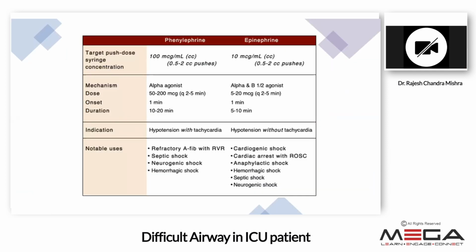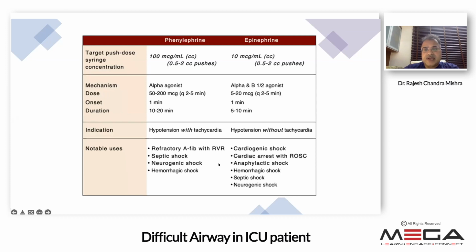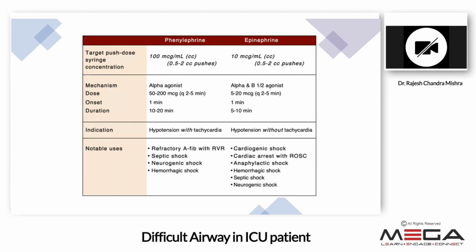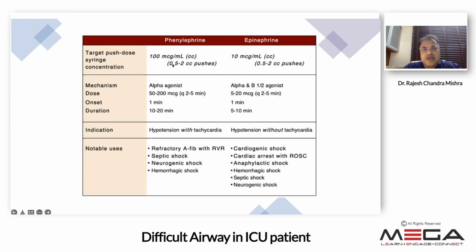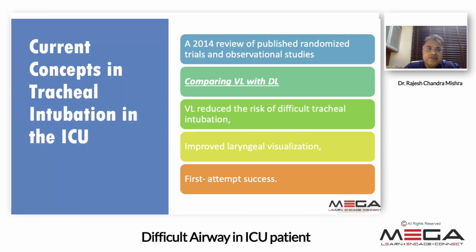Phenylephrine has to be used if the patient has hypotension with tachycardia, and if the patient has hypotension without tachycardia, then epinephrine remains the best choice. Normally, we don't have to give more than a 100 microgram per ml or 10 microgram per ml dose, like 1 to 2 ml, like 100 micrograms of phenylephrine or 10 to 20 or 30 micrograms of epinephrine, which is enough as a push dose for the person.